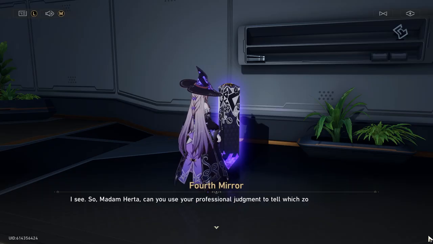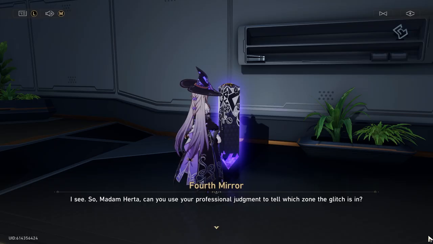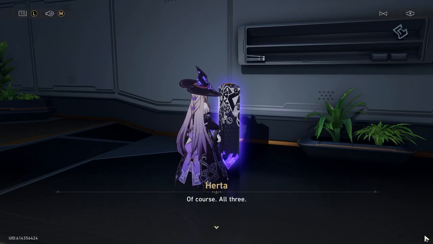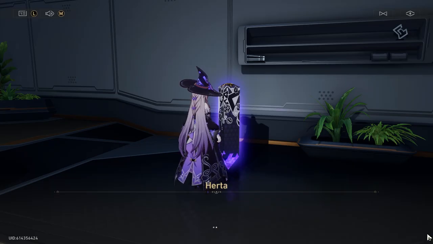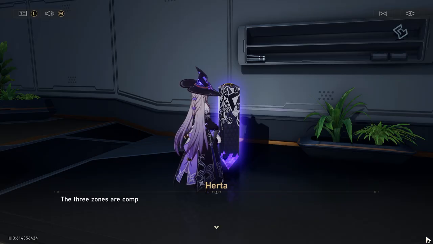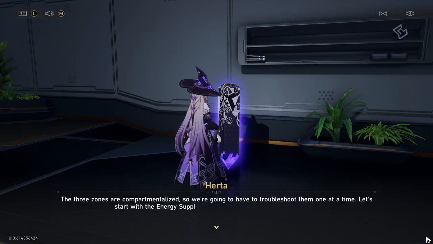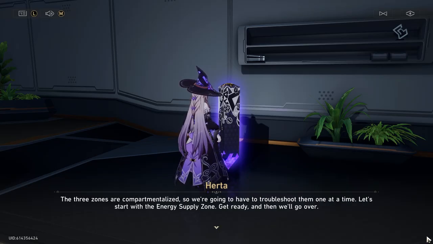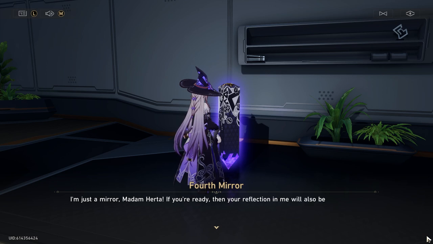I see. So, Madam Herta, can you use your professional judgment to tell which zone the glitch is in? Of course, all 3. No sweat. They'll be up and running again after some simple technical tweaking. The 3 zones are compartmentalized, so we're going to have to troubleshoot them one at a time. Let's start with the energy supply zone. Get ready, and then we'll go over. I'm just a mirror, Madam Herta. If you're ready, then your reflection in me will also be ready to go.